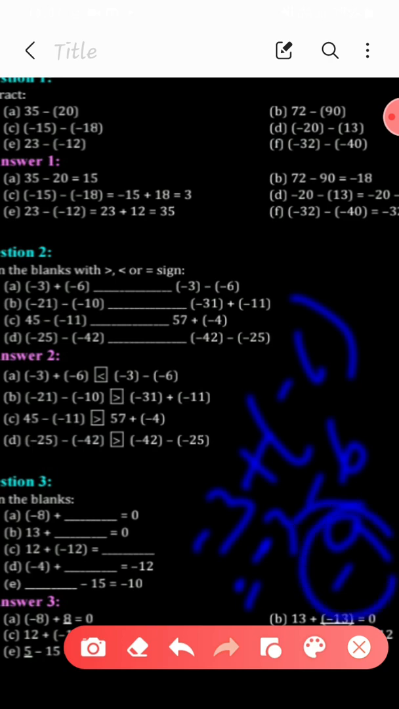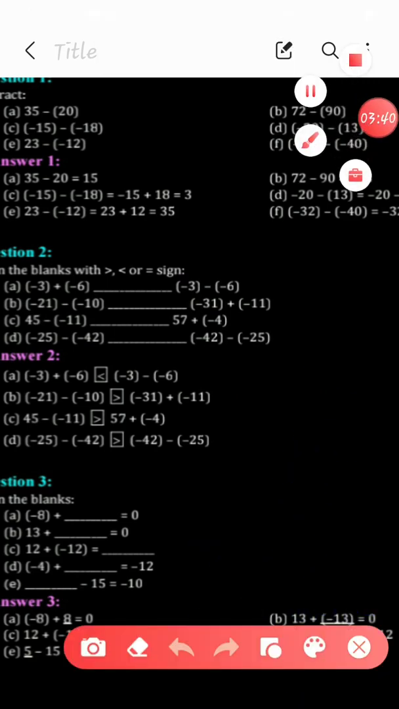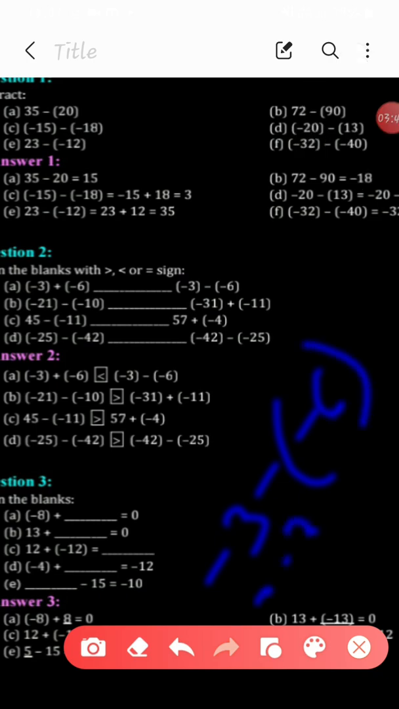Then the right hand side we will also proceed this way: minus 3 minus 6. Minus 3 will remain minus 3, and this minus minus becomes plus, so plus 6. So plus minus becomes minus, so we have to subtract. 6 minus 3 is 3, and before the bigger digit a plus sign is there, so only 3. So we got minus 9 on the left hand side and 3 on the right hand side. Which is bigger, minus 9 or 3? Obviously 3 is bigger, that is why we have put the bigger sign on minus 3 minus minus 6.